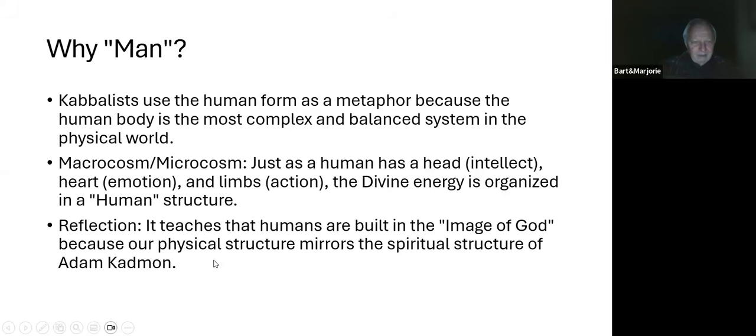Why man? Kabbalists use the human form as a metaphor because the human body is the most complex and balanced system in the physical world. There's a macrocosm and a microcosm. Just as a human has a head or an intellect, a heart or emotion, and limbs, which allow them to act, the divine energy is organized in a human structure. And the reflection here is it teaches humans are built in the image of God because physical structure mirrors the spiritual structure of Adam.